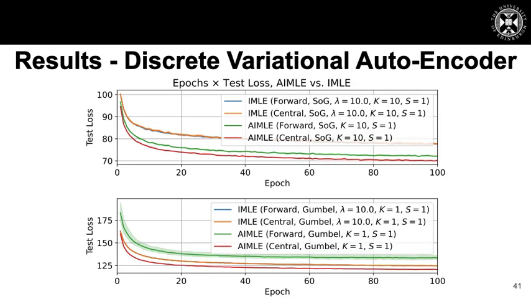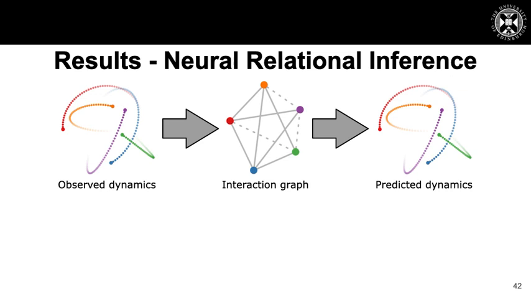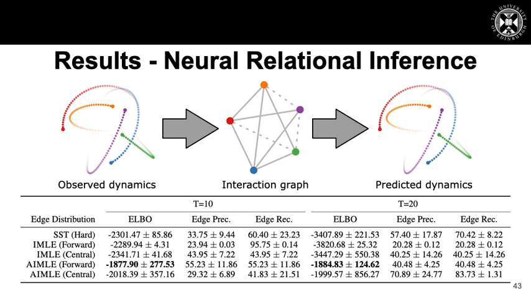Then we considered the task of training discrete variational autoencoders, finding that adaptive IMLE produces significantly lower test reconstruction losses compared to the original IMLE, and, for example, compared to straight-through estimation. And then we considered the task named Neural Relational Inference, where the model needs to predict the evolution of a cloud of particles based on a latent tree structured graph, modeling the interactions between such particles. Finding that also on this task, adaptive IMLE produces more accurate predictions than implicit IMLE, and also compared, for example, to hard stochastic softmax tricks.